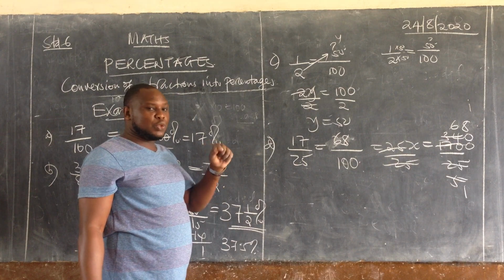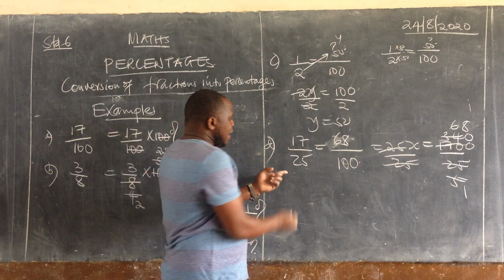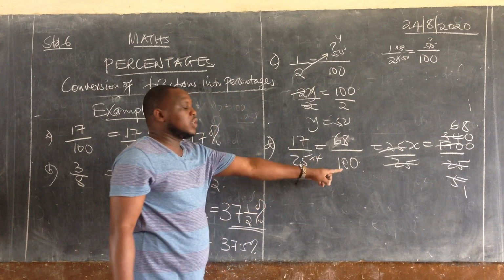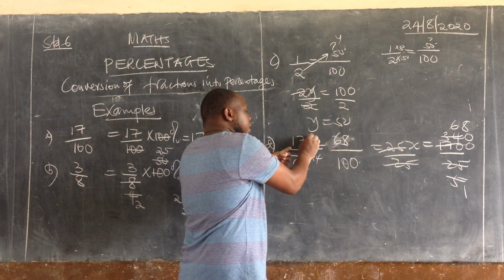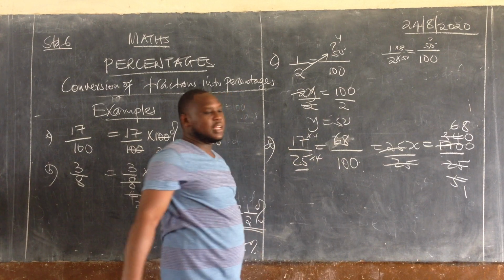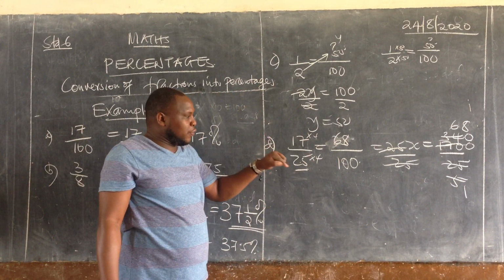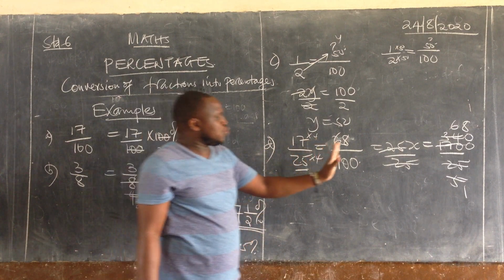I want us to look at this question properly. What number is multiplied by 25 to get 100? That number is 4. 25 times 4 is 100. If you multiply 17 by 4, you are going to get 68. Because 17 times 2 is 34, plus another 34, you get 68. So there are two ways of doing it.